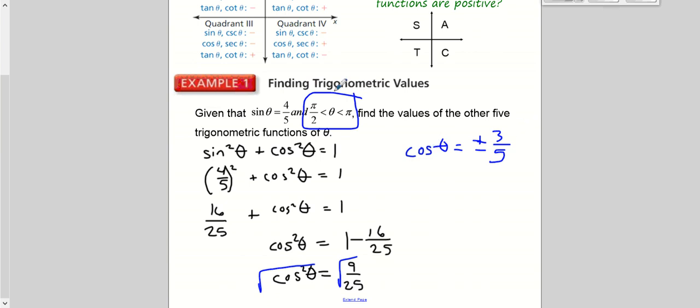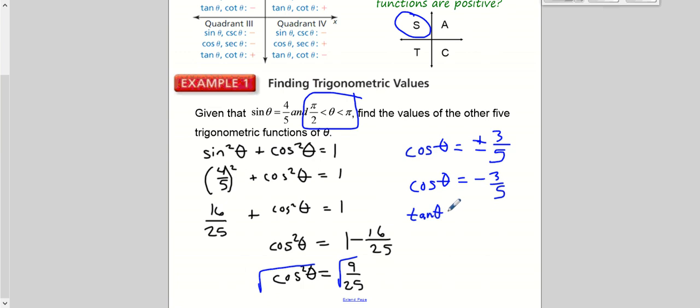For cosine of theta between pi over 2 and pi, that is over here. And it says only sine is positive. The other functions, cosine and tangent, are going to be negative. So we get cosine of theta is -3/5. We already had sine was positive 4/5, so now we can find tangent.